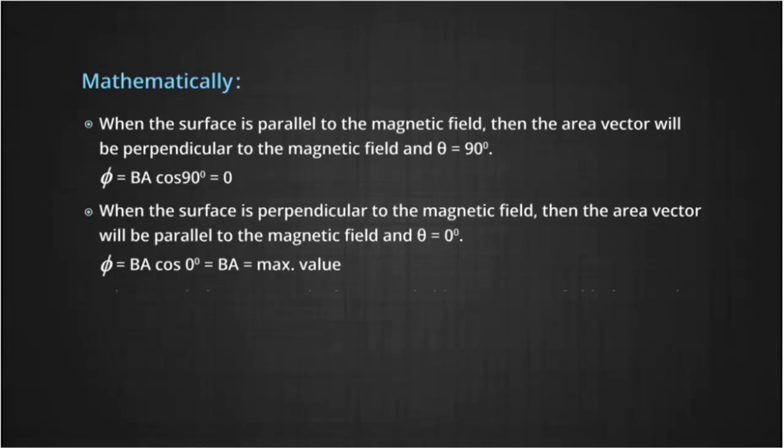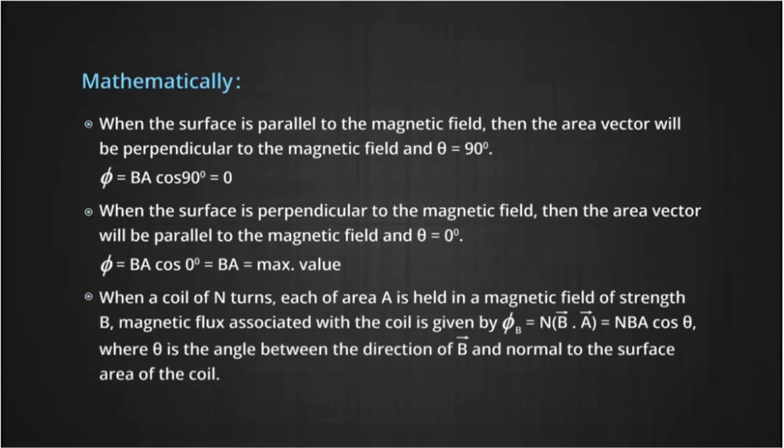When a coil of N turns, each of area A is held in a magnetic field of strength B, magnetic flux associated with the coil is given by phi B equal to N times B dot A, which is equal to NBA cos theta, where theta is the angle between the direction of B and normal to the surface area of the coil, which is the area vector.